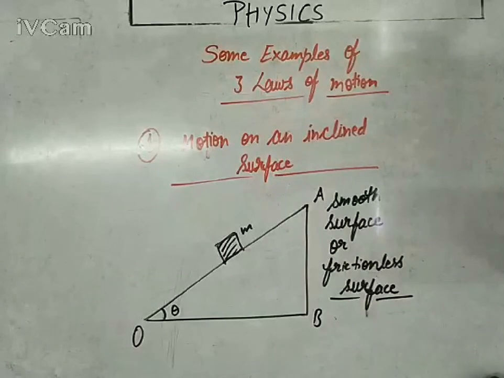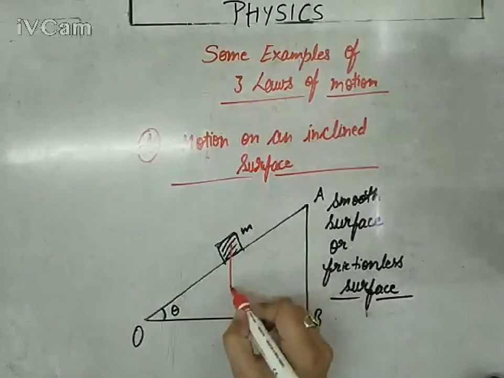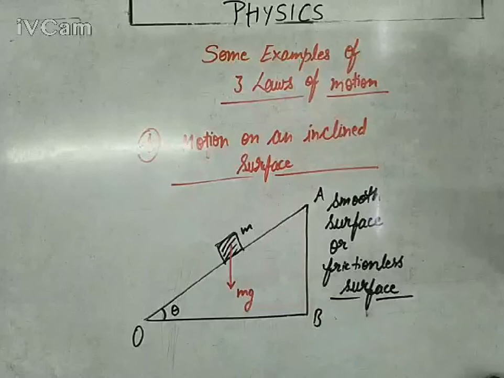The weight of a body always acts perfectly downwards. So its weight will act perfectly downwards. We can call it mg. Now let's represent all possible forces in the given situation. Keep in mind that the representation of all possible forces with the help of arrows in the given diagram is simply called a free body diagram.